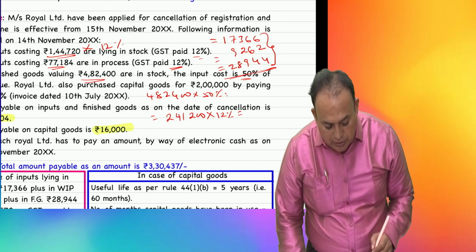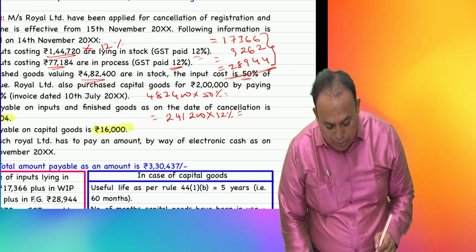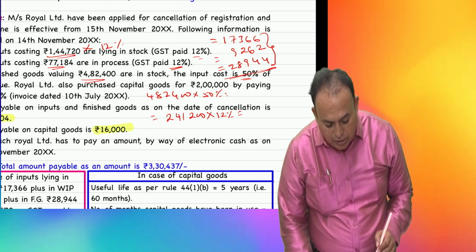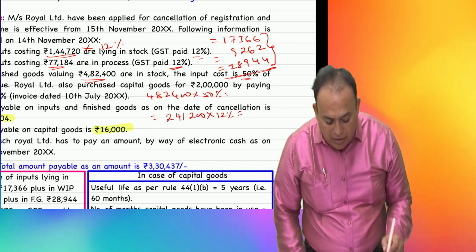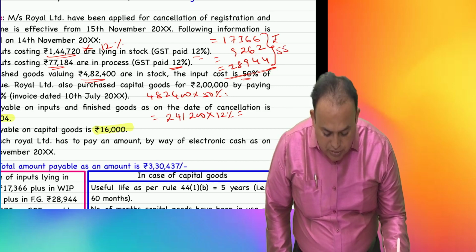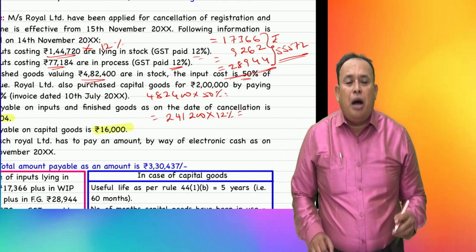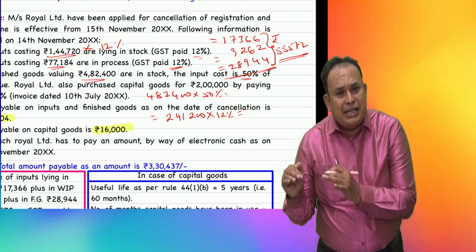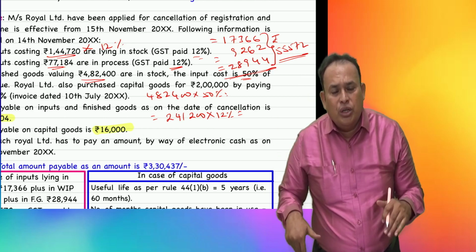The total amount is 17,366 plus 9,262 plus 28,944, which comes to 55,572. So this much amount is coming as credit and is utilized also. Now you have to pay.